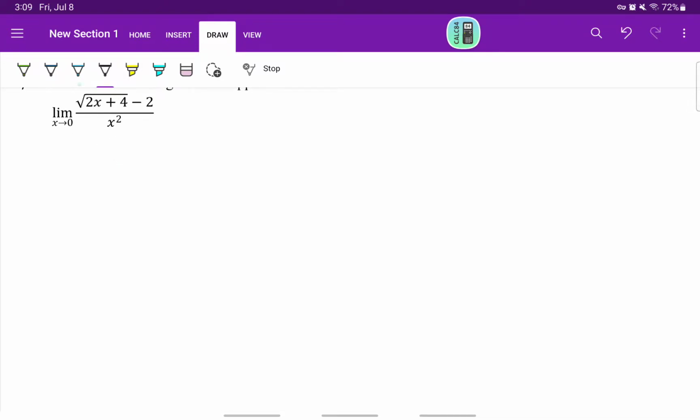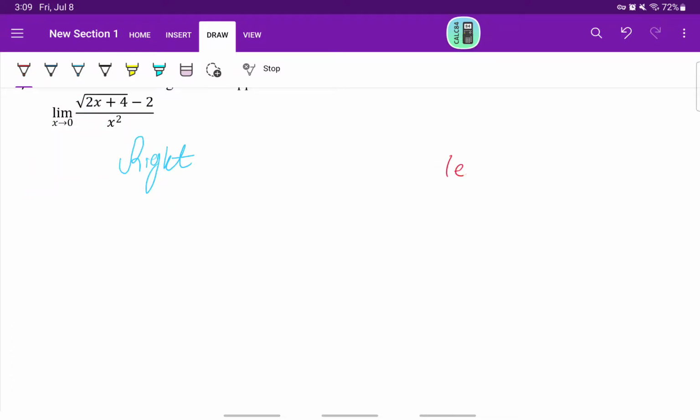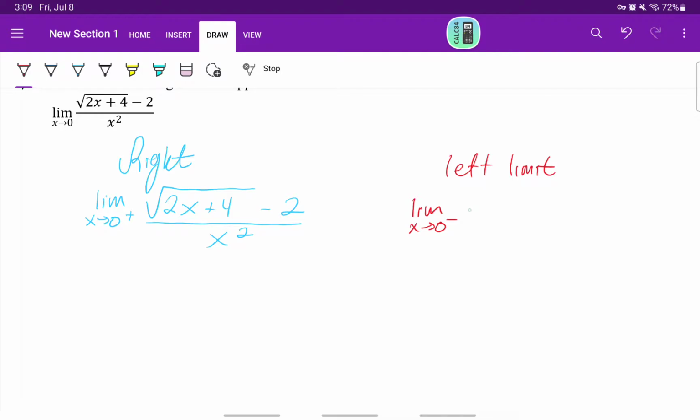Okay, so over here, we're going to do the right limit. And over here, let's put that in red, we're going to do the left limit. So this is going to be the limit as x approaches 0 from the right of the square root of 2x plus 4 on the outside minus 2 divided by x squared. And over here is going to be the limit as x approaches 0 from the left of the square root of 2x plus 4 minus 2 over x squared.